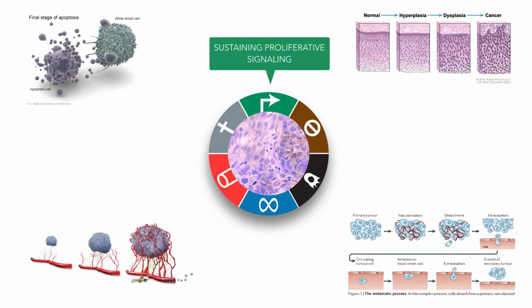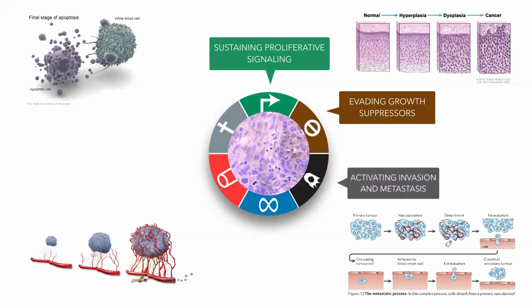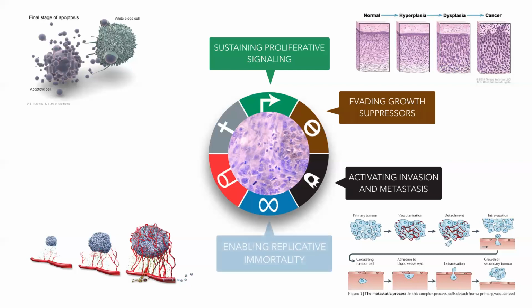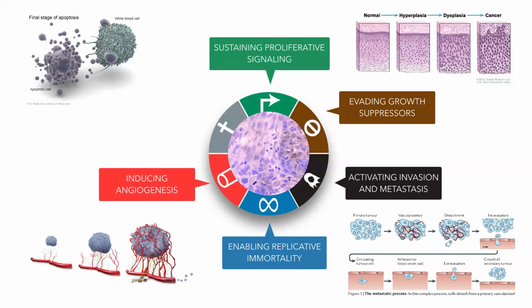So let's go through these again. This is sustaining proliferative signaling. And then we have evading growth suppressors, activating the invasion and metastases, enabling replicative immortality, inducing angiogenesis, and then resisting cell death.